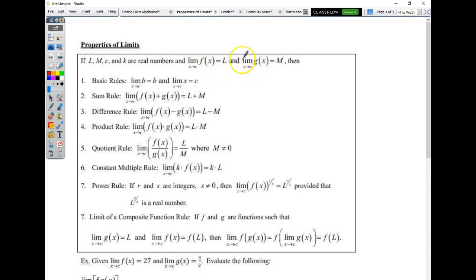If these 2 limits exist, otherwise we have to use a lot more logic on the problem, then we have a list of actually it should be 8 rules because we don't repeat 7 twice. But there are 8 rules that we need to know. Most of these can actually be combined into really a single concept. The basic rule is something I do want to mention real fast because some people have a hard time with this. If I say the limit as x approaches 4 of 9, what does that equal? Just trust your logic. If you had to just take a wild guess, what do you think the answer is?